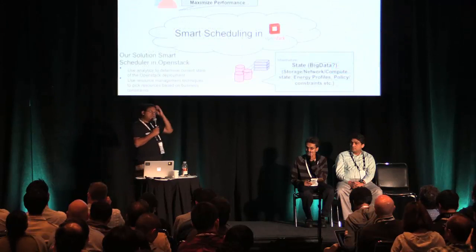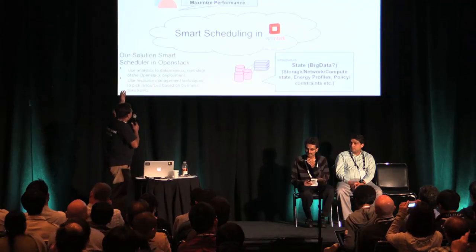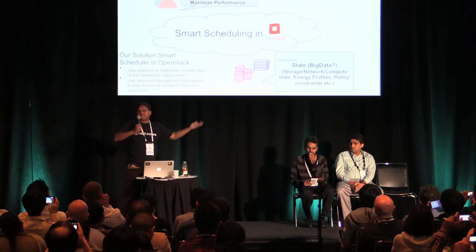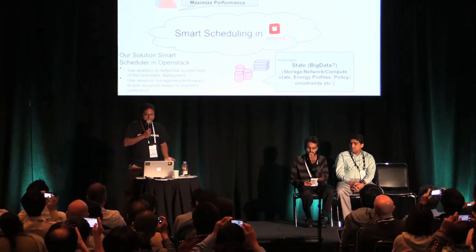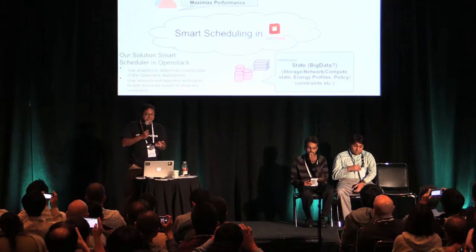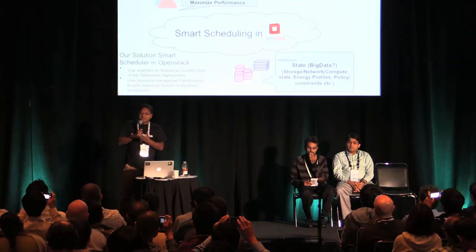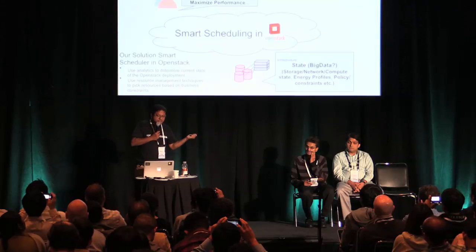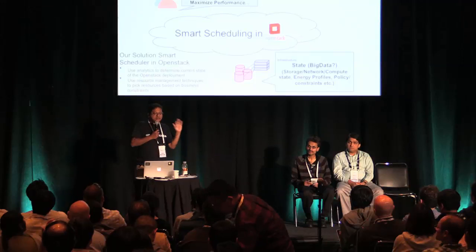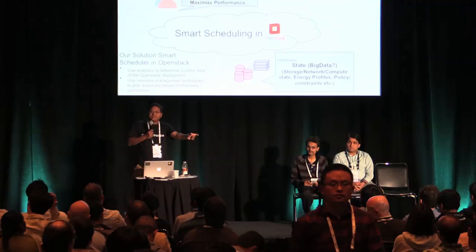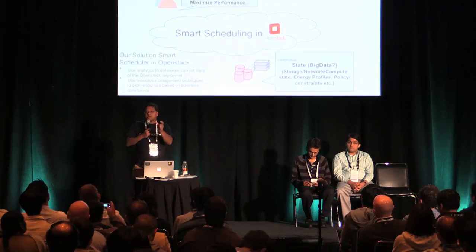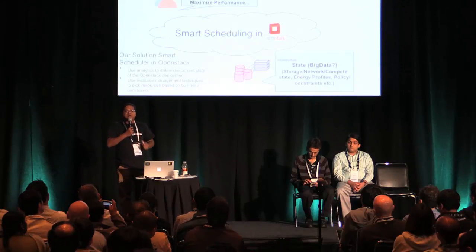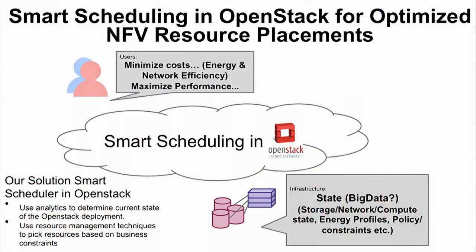And essentially what we would like to do is to have a smart scheduler in OpenStack that will use analytics, possibly big data analytics if your entire system is large scale and distributed, to determine the current state of the OpenStack deployment. And once you know the current state, we use resource management techniques, like optimization, to pick resources based on the constraints that the application has given us through the API, which today doesn't exist, but assume that API exists, and the current system state. So that's our goal.